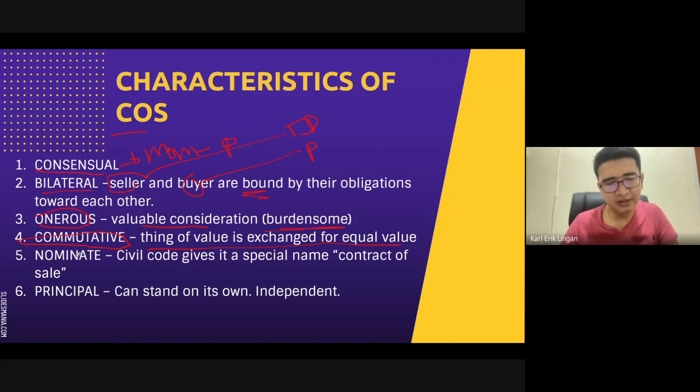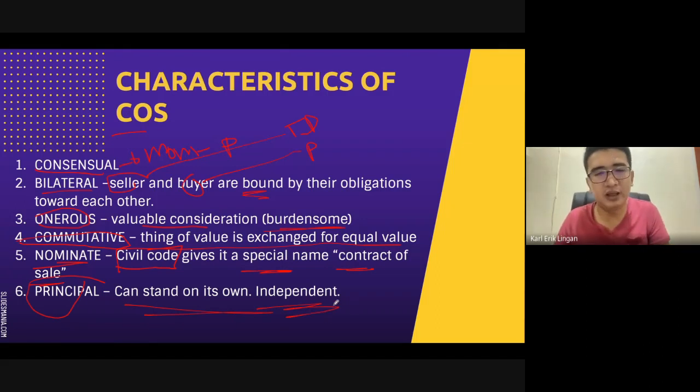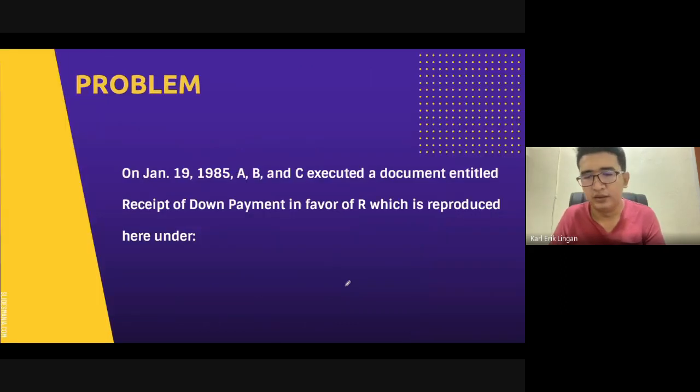When we say nominate, sabi niyang nominate yan because the civil code or the law gives it a special name. Ang special name niya is contract of sale. It is a principal contract din kasi it can stand on its own and it is independent. So hindi siya nakadepend sa ibang contract but rather it is an independent contract. Okay, problem.